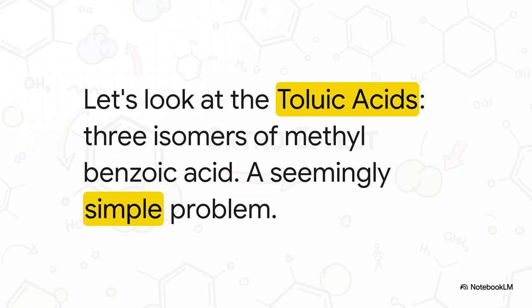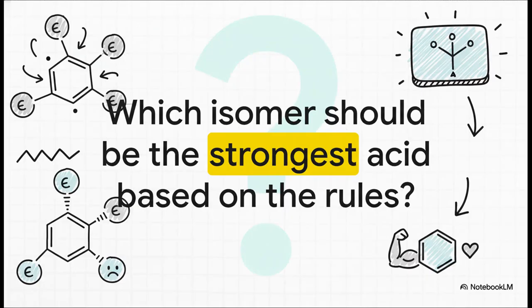So let's put that toolkit to the test with a classic example, the toluic acids. All these are is benzoic acid with a methyl group stuck on it. And there are 3 different positions it can be: ortho, meta, and para. Seems simple enough, right? Okay, so let's try to reason this out using our standard rules.